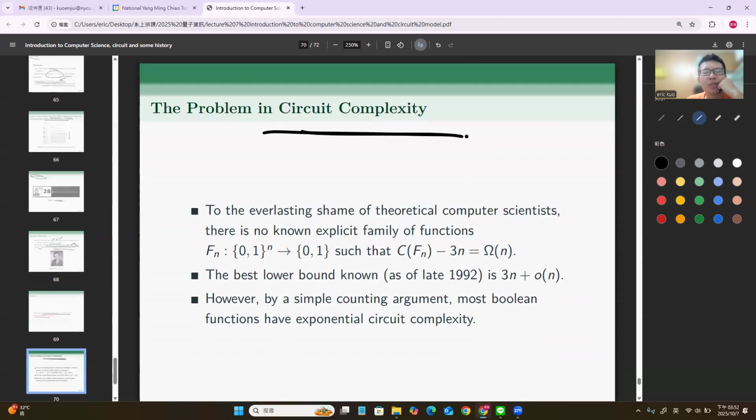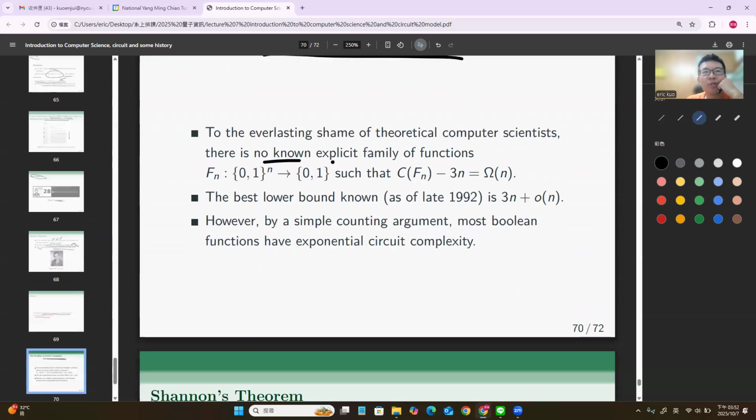But there is no explicit family of functions which is hard. This means we don't have any explicit family that we can show is hard, but Shannon tells me that most of the functions are hard. And if you can prove that the circuit complexity of some particular function is large, then in some cases you can prove P is different from NP. This is so-called circuit complexity.